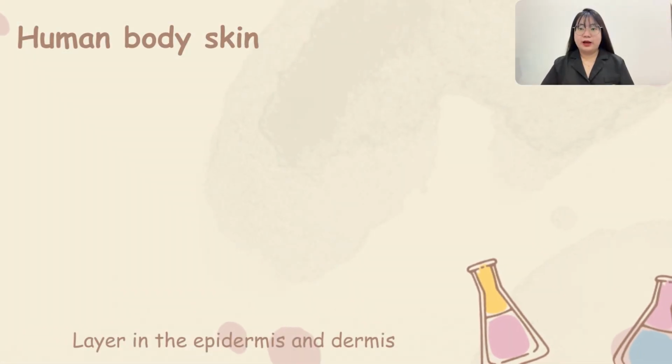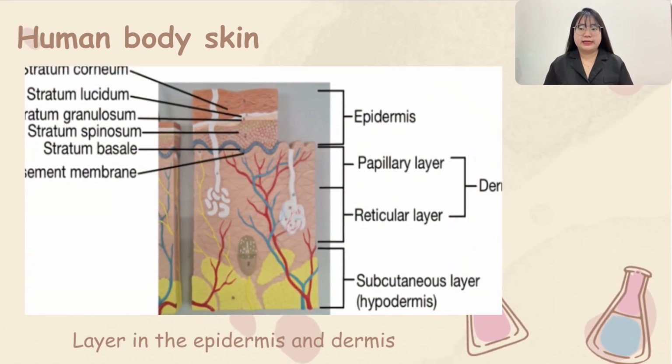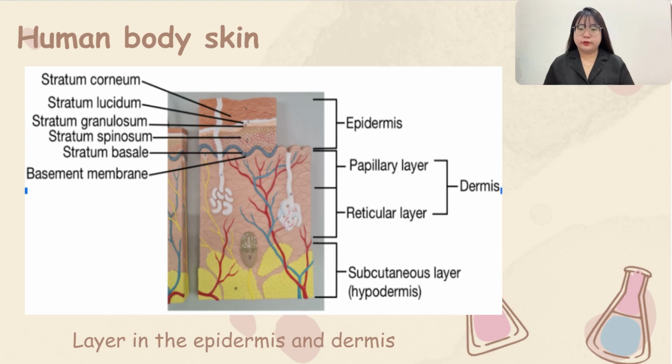I'm Kelvin. Now I'm going to introduce the human body skin by using the human skin model. First, the human skin model is composed of two main layers, the epidermis and the dermis. I have labeled which one is epidermis and which one is dermis in the diagram. Epidermis is organized into several distinct layers. Stratum corneum is the outermost layer of the epidermis. Then is stratum lucidum, and the next ones are stratum granulosum, stratum spinosum, stratum basale, and basement membrane.